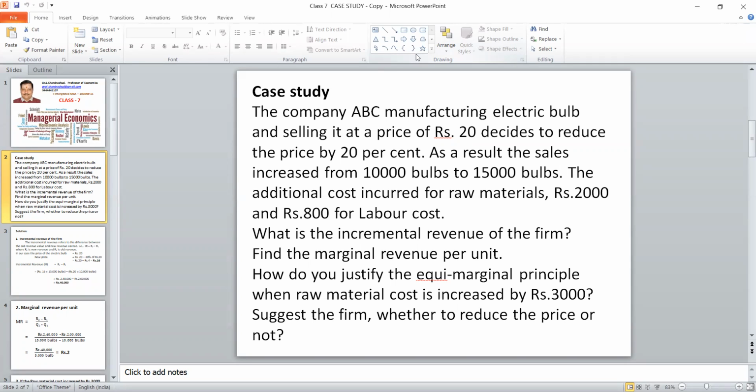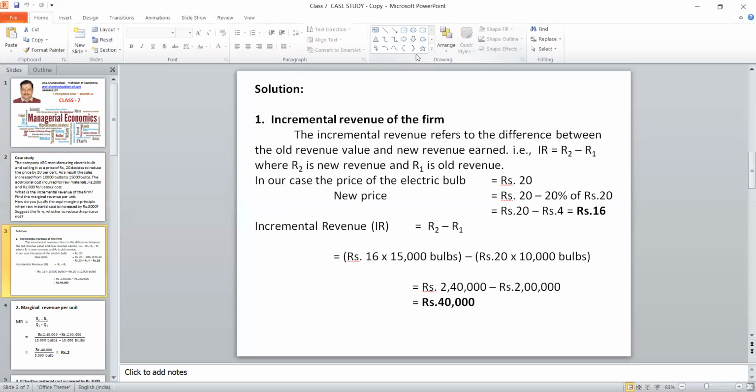What is incremental revenue? What is marginal revenue per unit? And what is the marginal value? And finally, we have to suggest whether to reduce the price or not. We will see one by one. This is the way that we have to give the solution. First, we have to find out the incremental revenue of the firm. Understand one thing. What is incremental revenue? Incremental revenue means the difference between the old revenue and the new revenue.